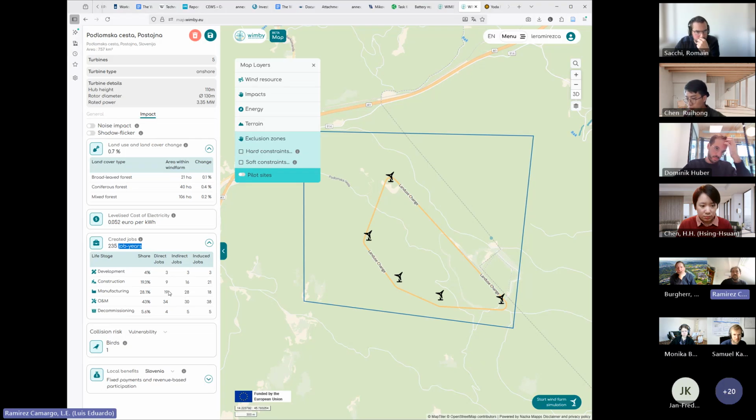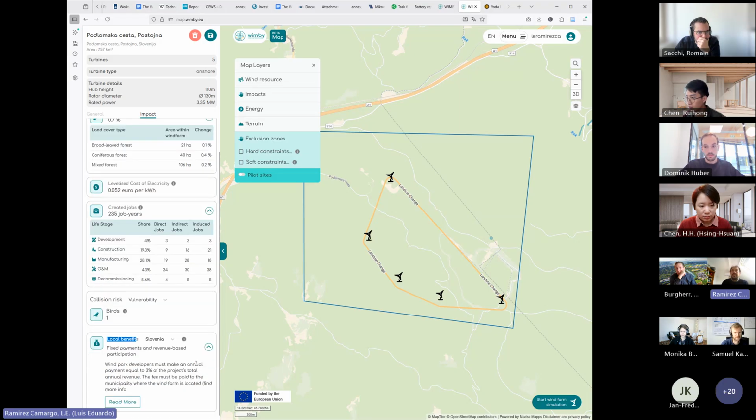And also what we saw today is the information about local benefits, which in Slovenia will be fixed payments and revenue-based participation for this particular turbine. If you click on it, you will get a larger explanation, and you also get a link to go to the place where this information was found.